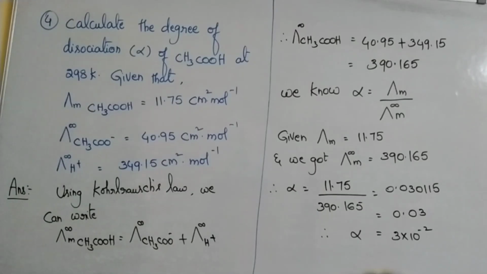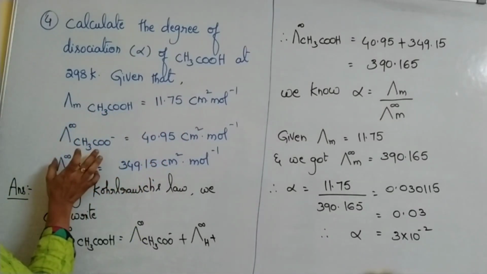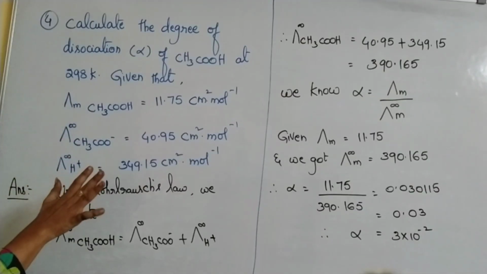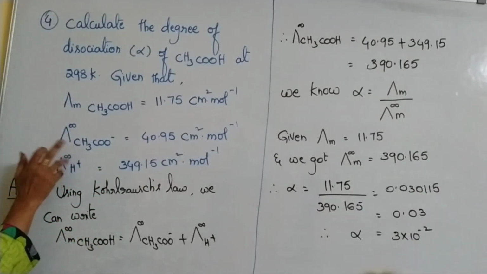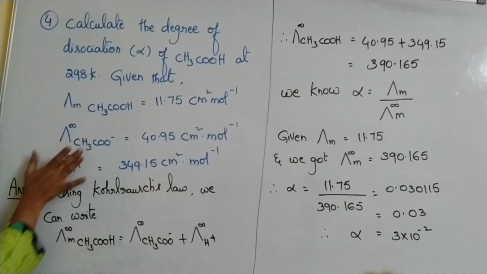Next, question number 4, let's see. Calculate the degree of dissociation alpha of CH3COOH at 298 Kelvin. Given that lambda m of CH3COOH is 11.75, and lambda infinity m. Lambda m means molar conductivity and lambda infinity means limiting molar conductivity. Okay, now for individual ions he has given.